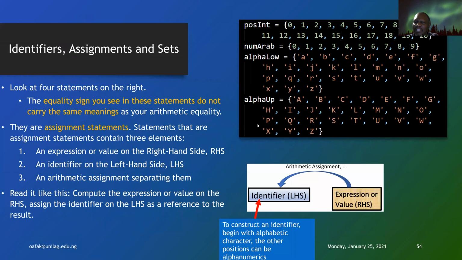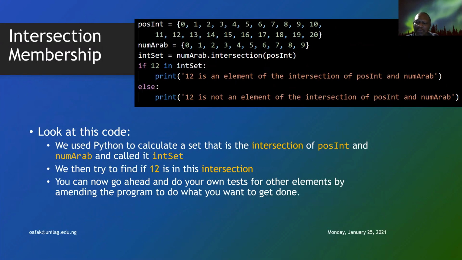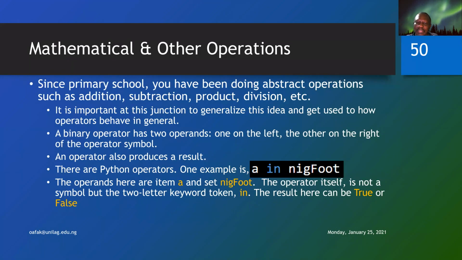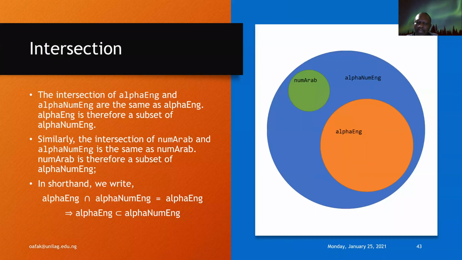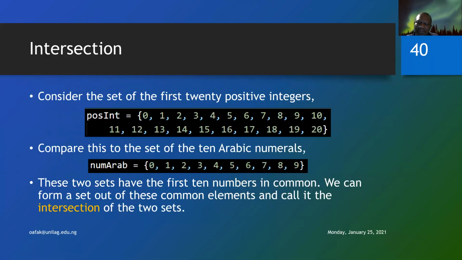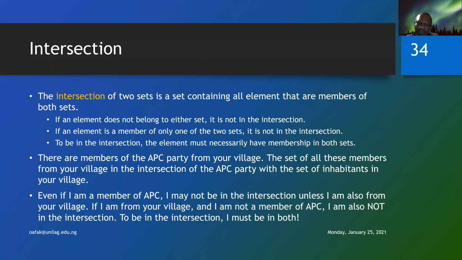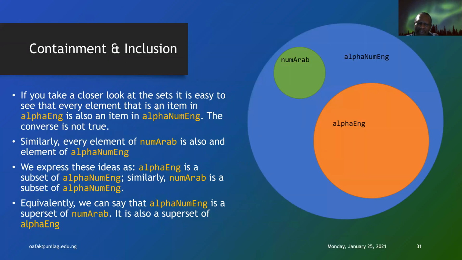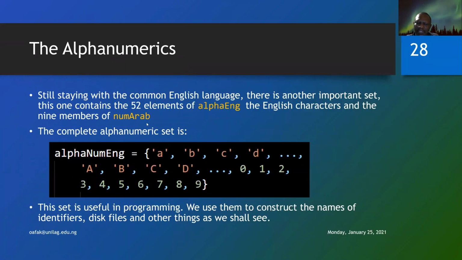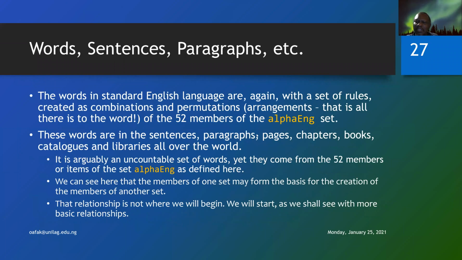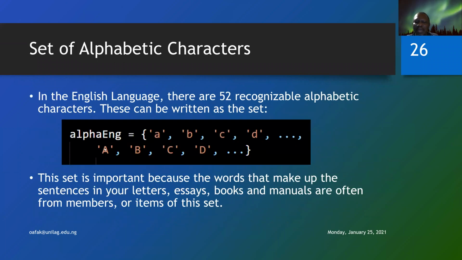What is alpha eng? Where did we define alpha eng before? Let's see. Did we define it? Yes, alpha eng is this: A, B, C, D all the way to Z, small case, and A, B, C, D all the way to Z, large case. So we usually use one of these to start at the beginning. That will be what starts the name.